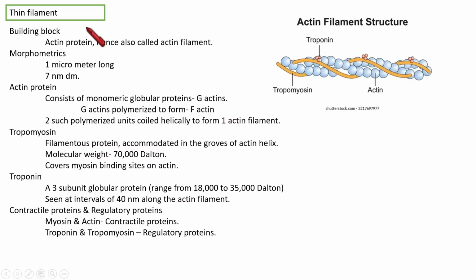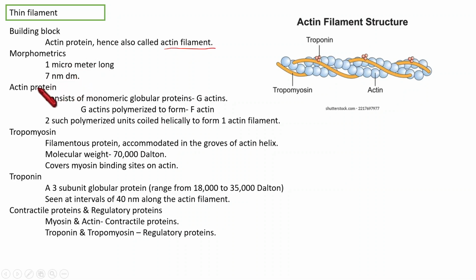Okay. The next myofilament that we are going to see is the thin filament. And this thin filament is composed of actin protein. In the case of the thick filament, it is made of myosin protein, so that filament is called a myosin filament. As this thin filament is composed of actin protein, it is otherwise called actin filament. Okay. What about its morphometrics? It is 1 micrometer long and 7 nanometer in diameter.